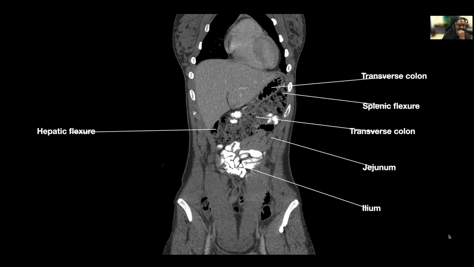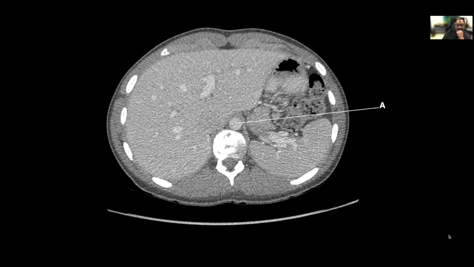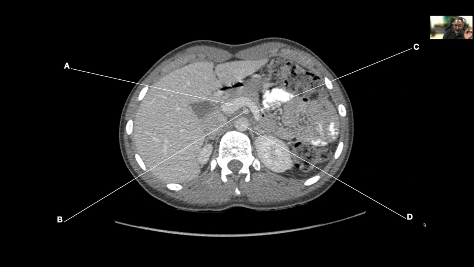So that was just a basic quiz of the GIT. So you covered that well. Abdominal vessels. Let's see how that goes. Yep, that is the abdominal aorta. Okay, what's next? Yep, that's the celiac trunk. And that's the abdominal aorta. I think I've put the abdominal aorta in every one.